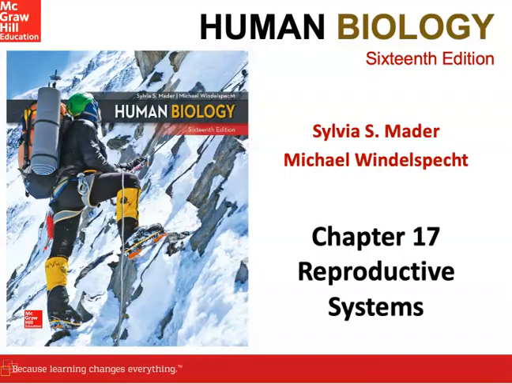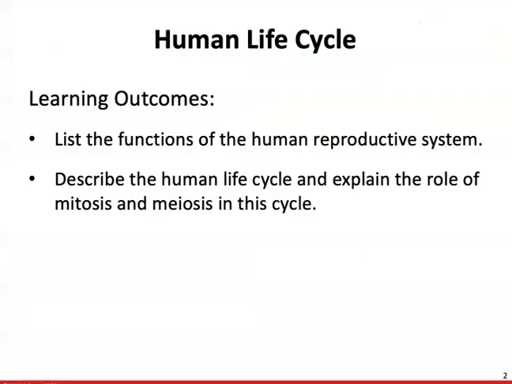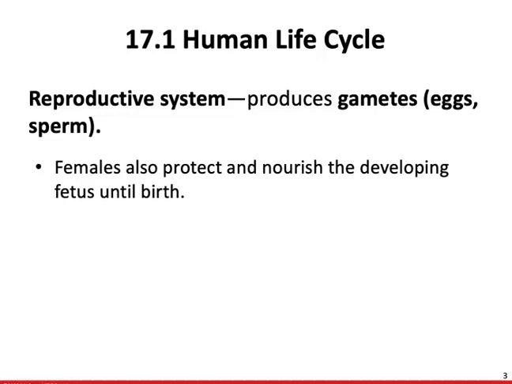Right, Chapter 17, the reproductive systems. We're going to be starting off with the human life cycle. So the reproductive system is going to be responsible for producing gametes. Gametes are going to be egg cells or sperm cells. This is going to be the haploid stage of the life cycle.